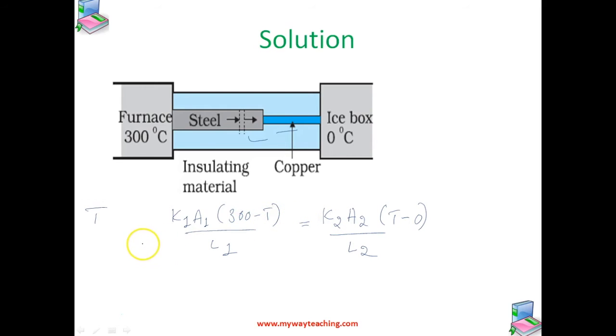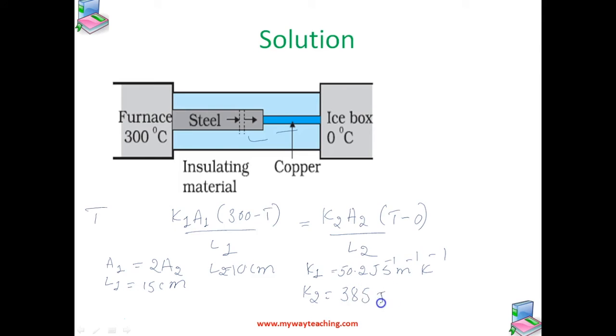And considering the data which is given in the question, that is A1 is equal to 2 times A2, L1 is 15 centimeter, L2 is 10 centimeter, and K1 is 50.2 joule per second per meter per Kelvin. Similarly, K2 is 385.